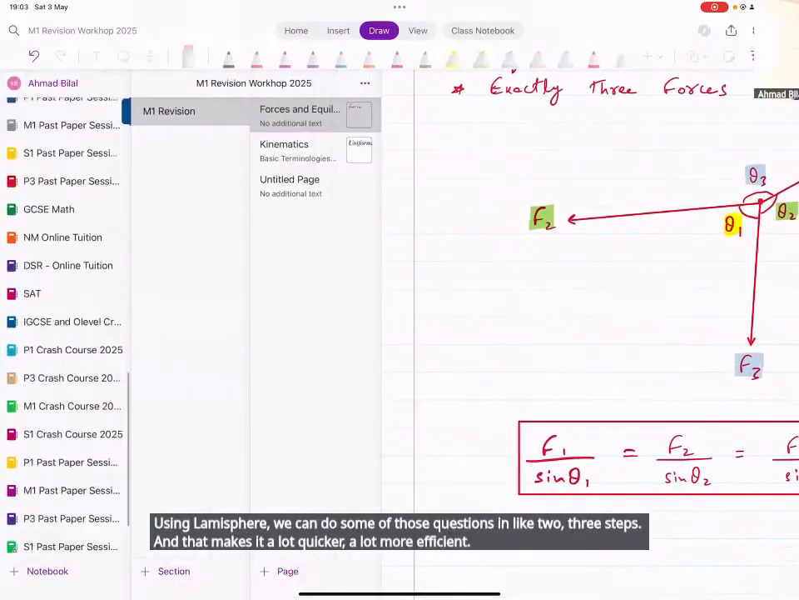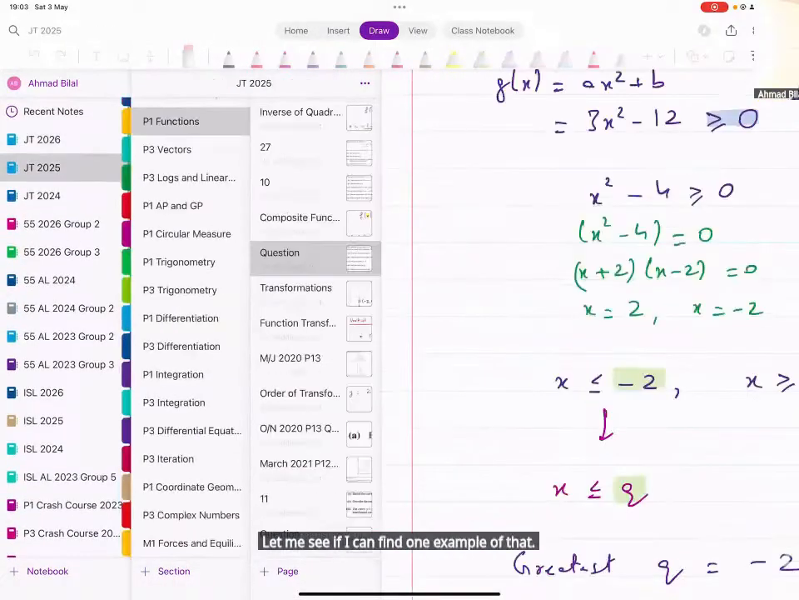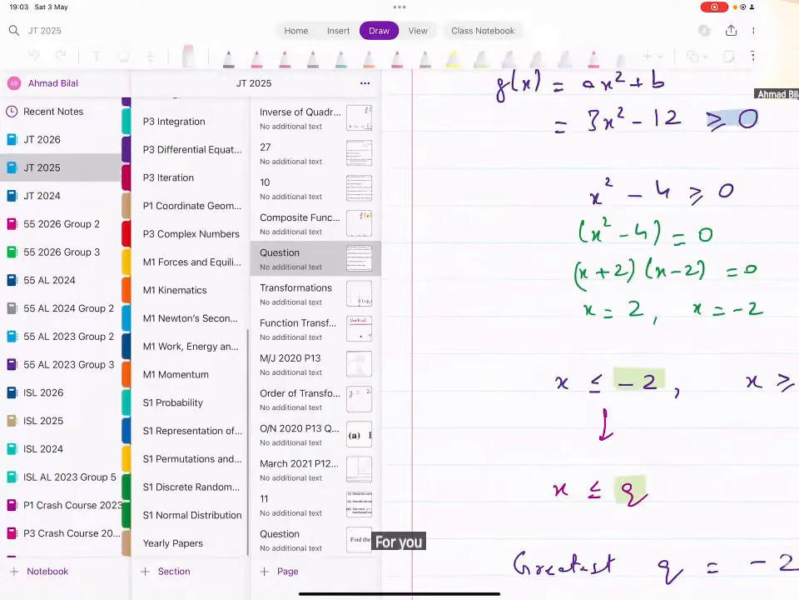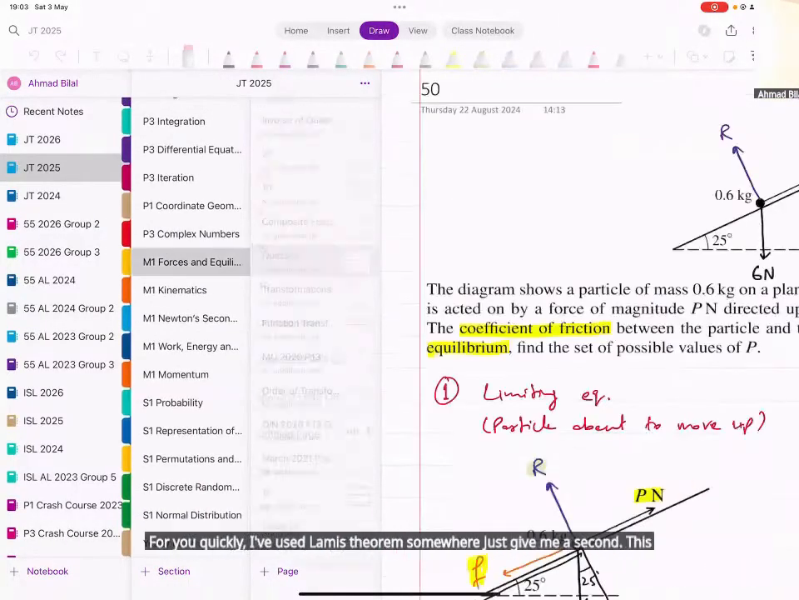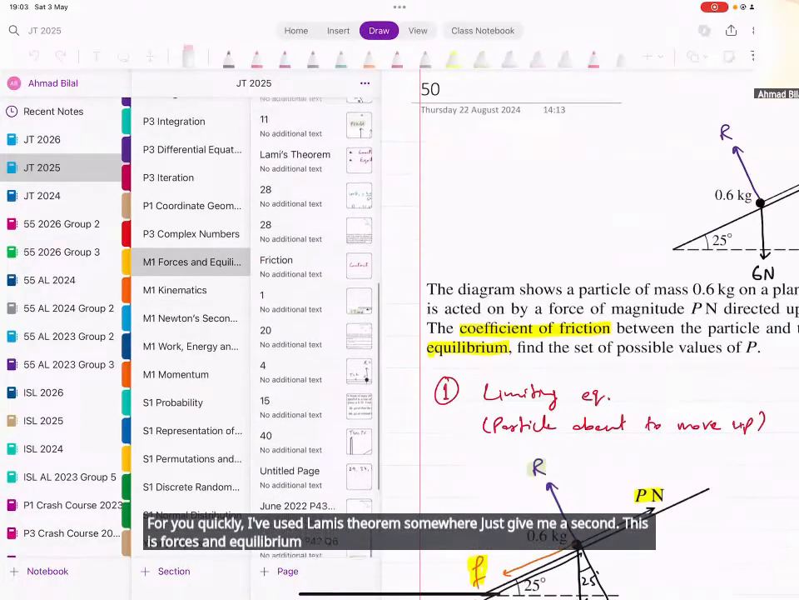Let me see if I can find one example of that for you quickly, where I've used Lami's theorem somewhere. Just give me a second. This is forces and equilibrium. Lami's theorem.